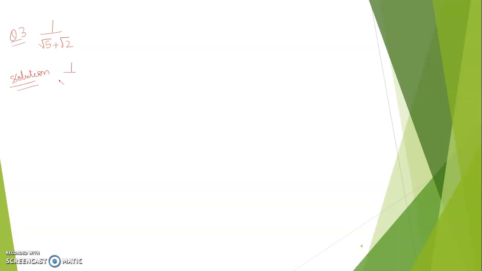So 1 upon root 5 plus root 2, multiply and divide with sign change. What is the sign here? Plus. So it will now become minus. Okay, let me take the eraser.